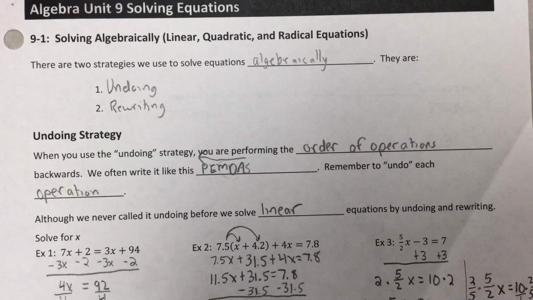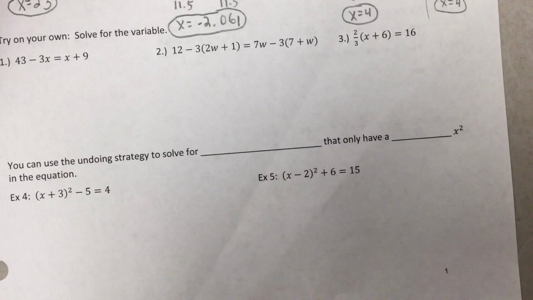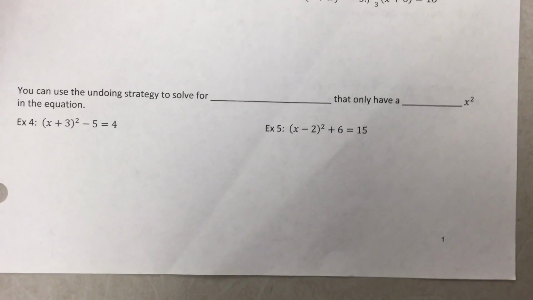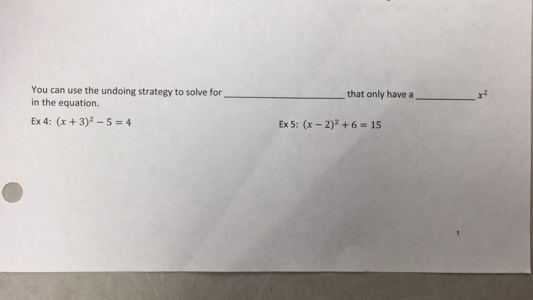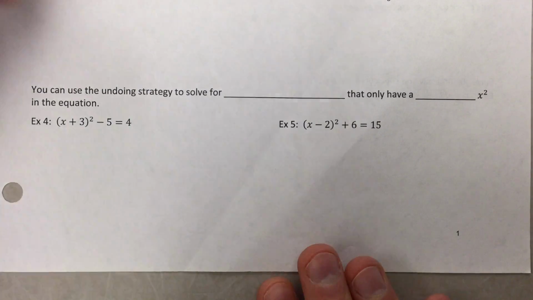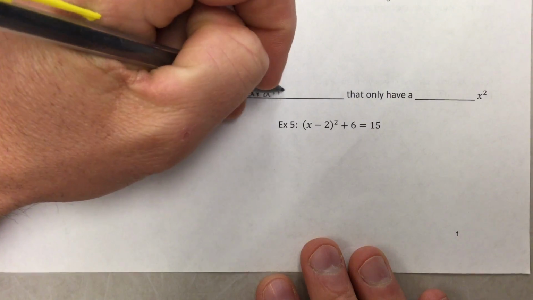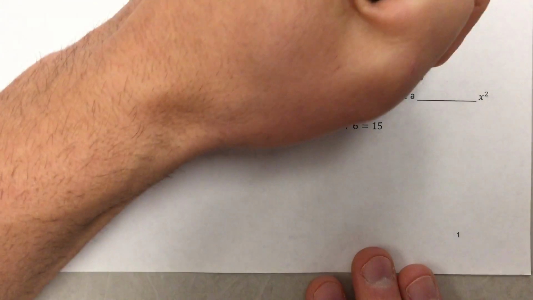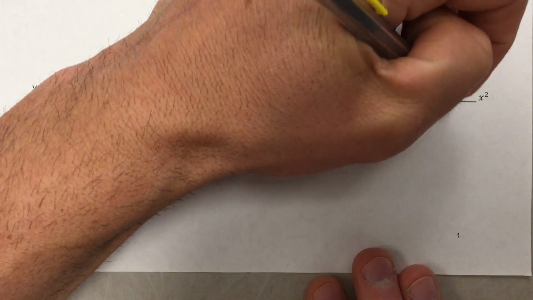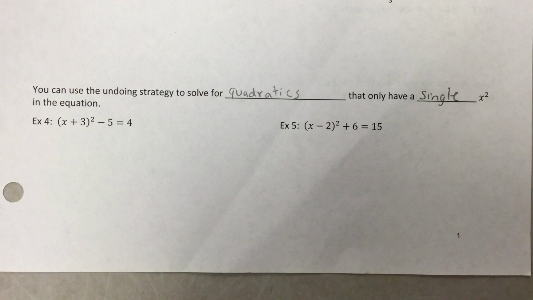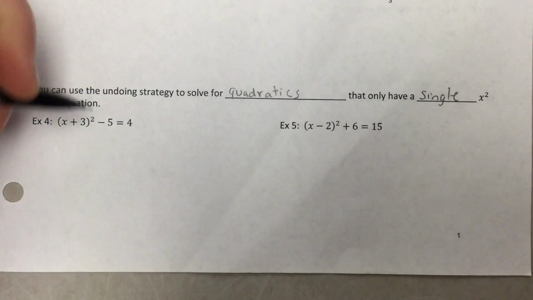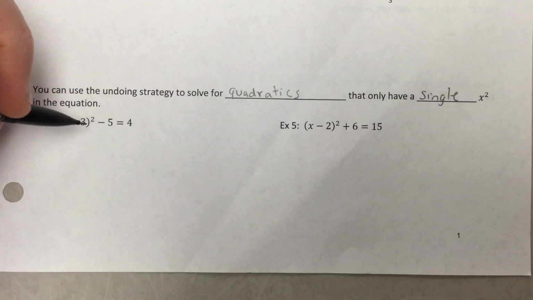All right, as we continue on section 9-1, we're now going to look at our strategies, the undoing strategy, and solve quadratics this way. So you can use the undoing strategy to solve quadratics that only have a single x squared in the equation. Remember, a quadratic means your highest power of x is a 2. Like a parabola makes a quadratic. So if you have an x squared, it's a parabola, and it's a quadratic.